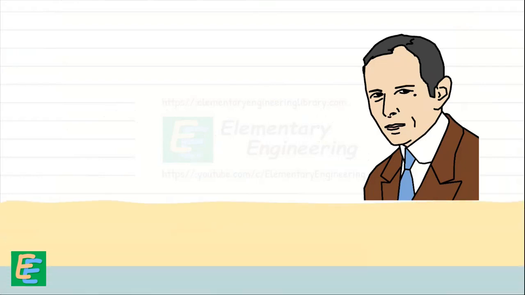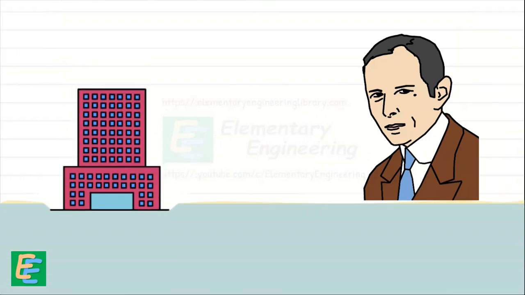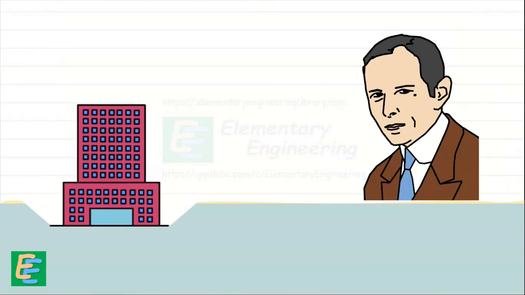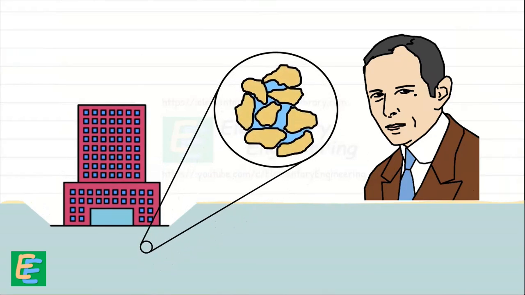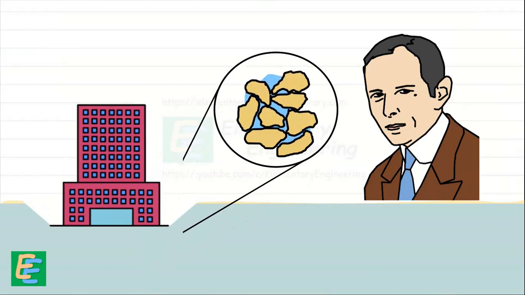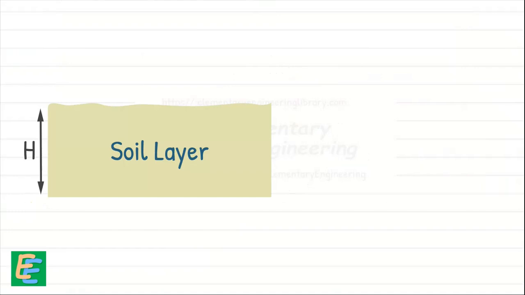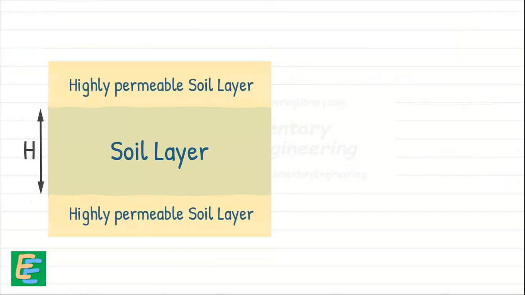Terzaghi gave a theory that explains the gradual settlement of saturated soils under the application of a load. The theory focuses on the process of expulsion of pore water from the soil voids, leading to a decrease in volume and subsequent settlement. Let us consider a saturated clay layer of thickness H sandwiched between two layers of sand, meaning the soil layer is surrounded by two highly permeable layers.